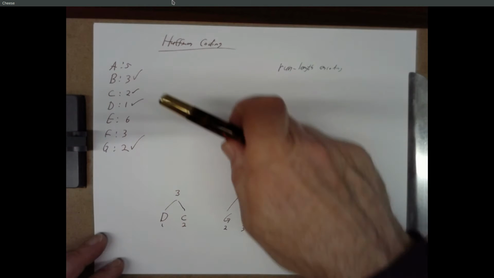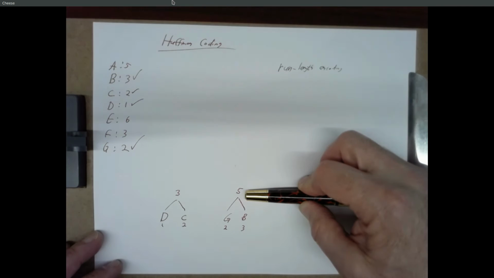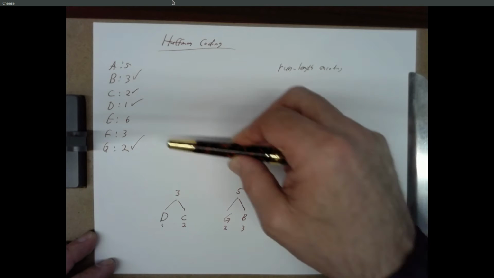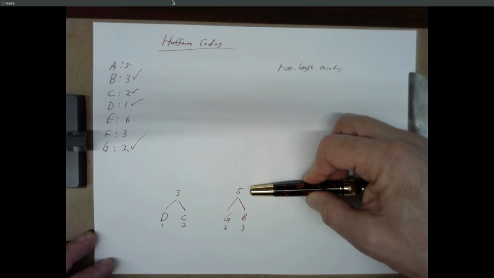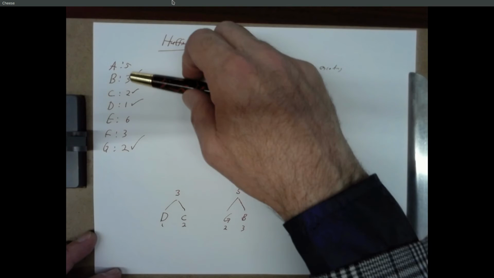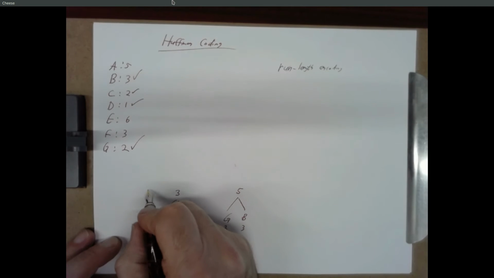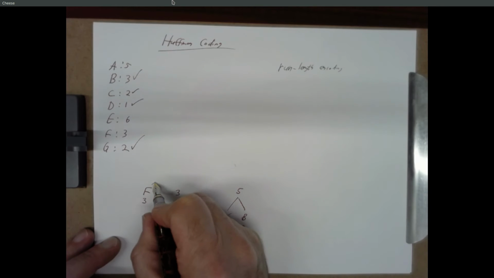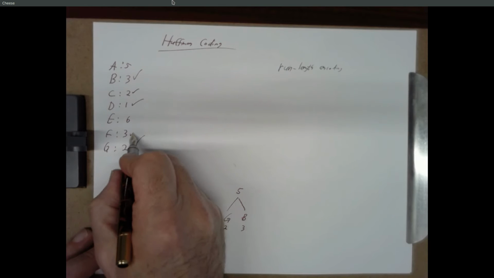Now my set of frequencies: I've got a 5, a 6, a 3, a 3, and a 5. So what are my 2 lowest frequencies? Two 3s. One of those 3s is an F, the other 3 is right here. So I'm going to take my F with a frequency of 3 and this one with a frequency of 3, combine those and get a parent with a frequency of 6. And I'm going to mark off F.